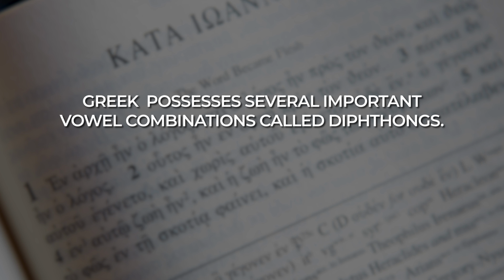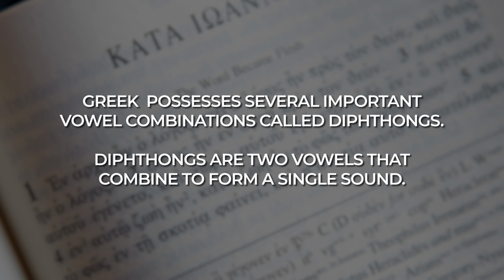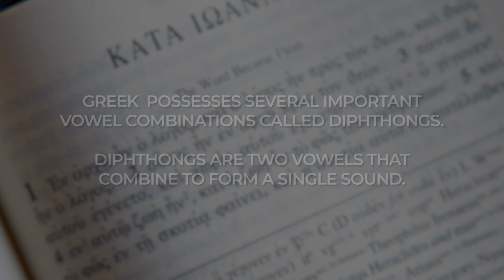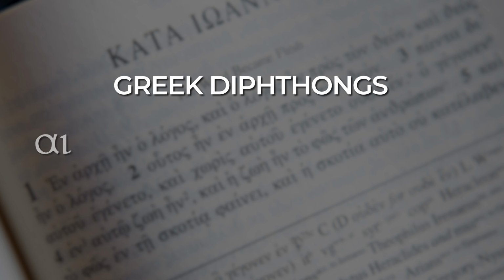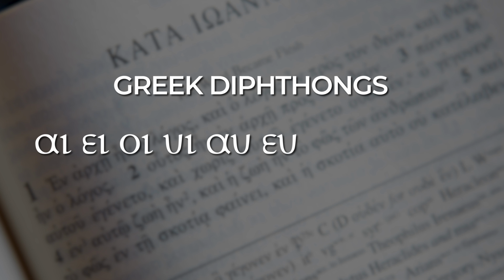Second, in addition to the alphabet, the Greek language also possesses several important vowel combinations called diphthongs. Diphthongs are two vowels that combine to form a single sound. These diphthong combinations are alpha iota, I; epsilon iota, A; omicron iota, oi; upsilon iota, we; alpha upsilon, ow; epsilon upsilon, u; eta upsilon, u; omicron upsilon, u; and omega upsilon, u.